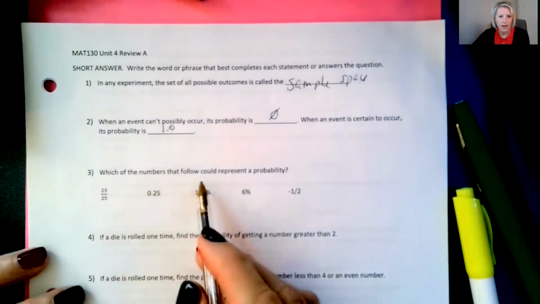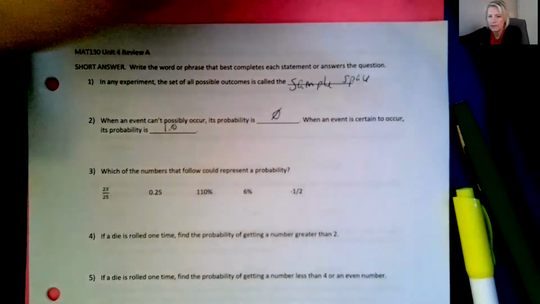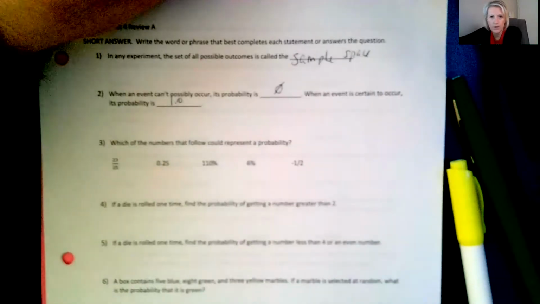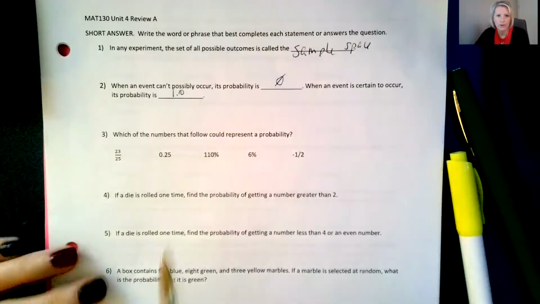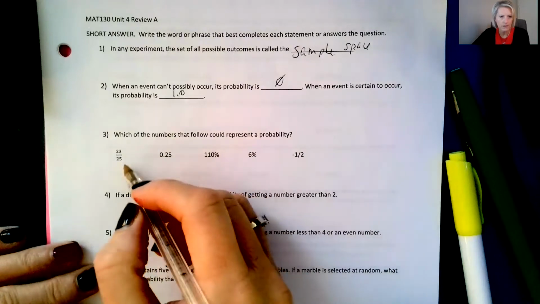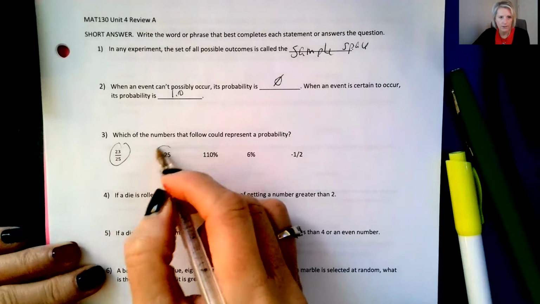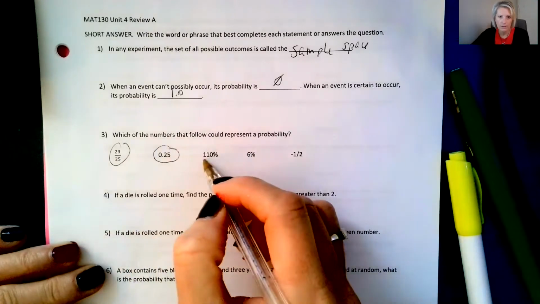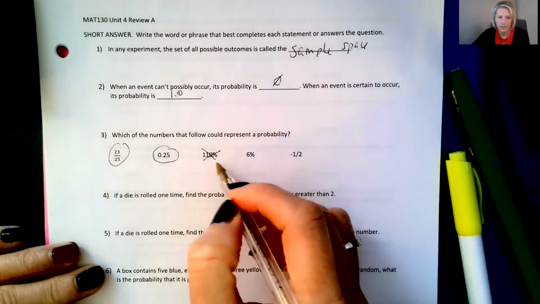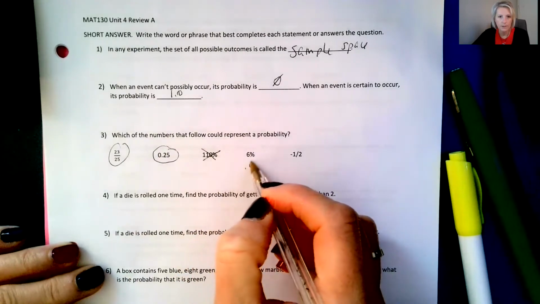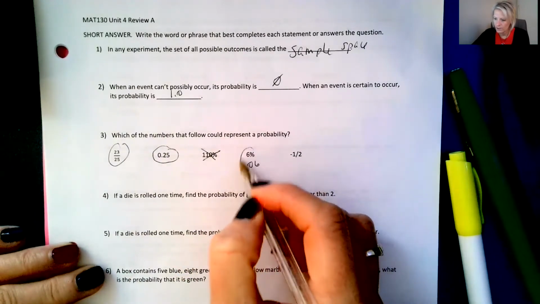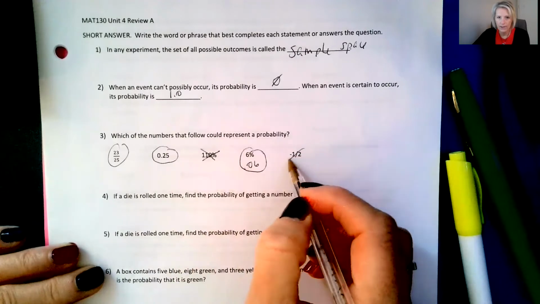Which of the numbers that follow could represent a probability? So remember what we learned, probabilities can be between 0 and 1. So this is between 0 and 1. This is between 0 and 1. This is more than 1, so it cannot. 6% is the same as 0.06, so it can be, and we cannot have a negative.